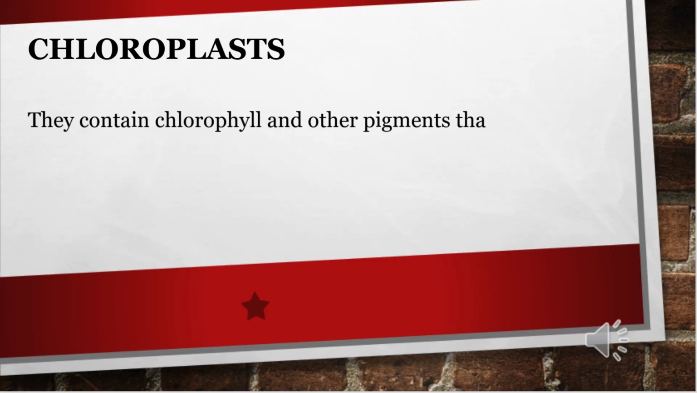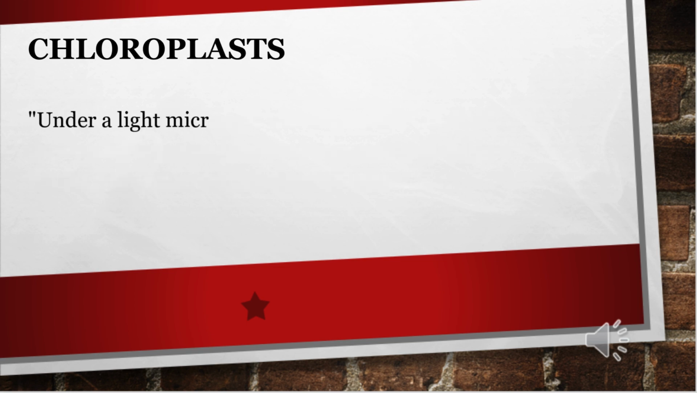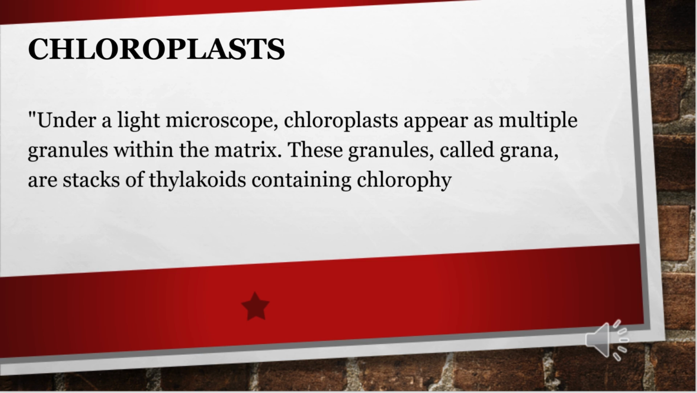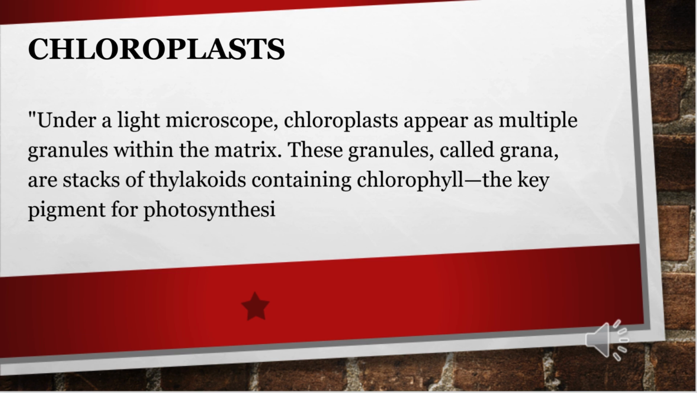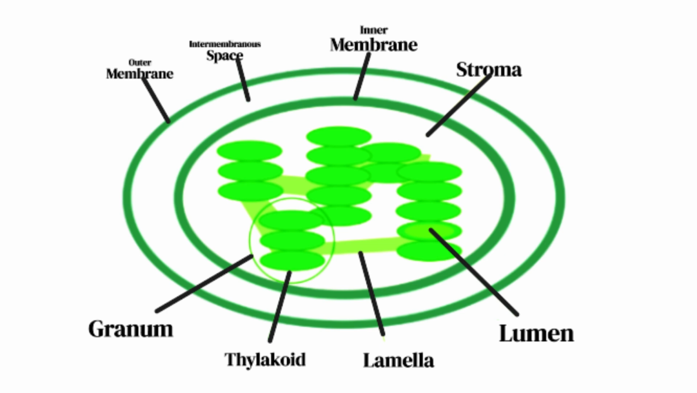Chloroplasts. They contain chlorophyll and other pigments that capture light energy to produce glucose and oxygen through photosynthesis. Under a light microscope, chloroplasts appear as multiple granules within the matrix. These granules, called grana, are stacks of thylakoids containing chlorophyll, the key pigment for photosynthesis. Under an electron microscope, three main structures of a chloroplast are observed: envelope, stroma, thylakoid.